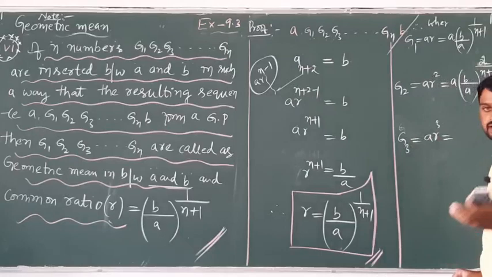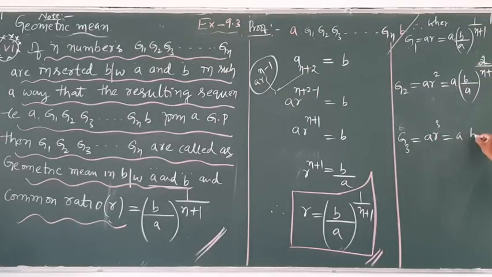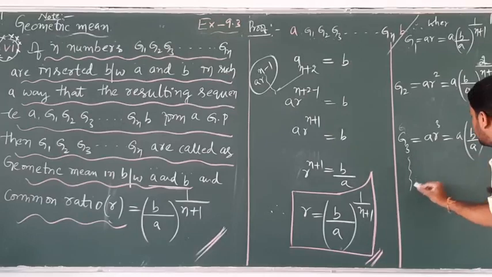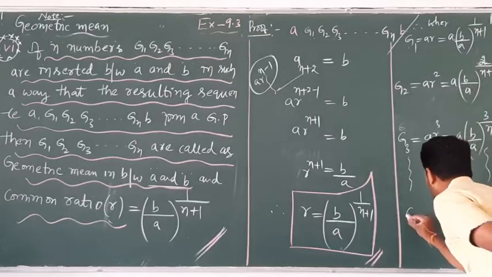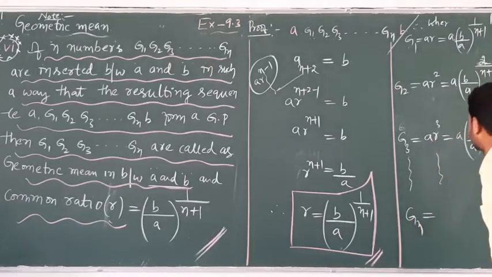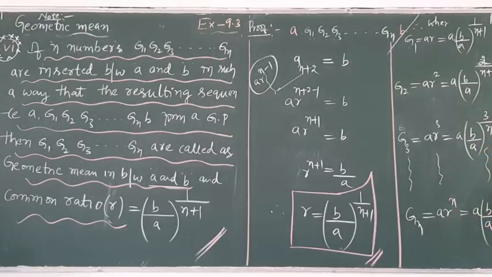AR cube, tell me anybody? Very good. A into (B by A) whole power of 3 divided by n plus 1, and so on. What is the next step? Yes, right. Gn is equal to A into R power of n, which is equal to A into (B by A) whole power of n divided by n plus 1.